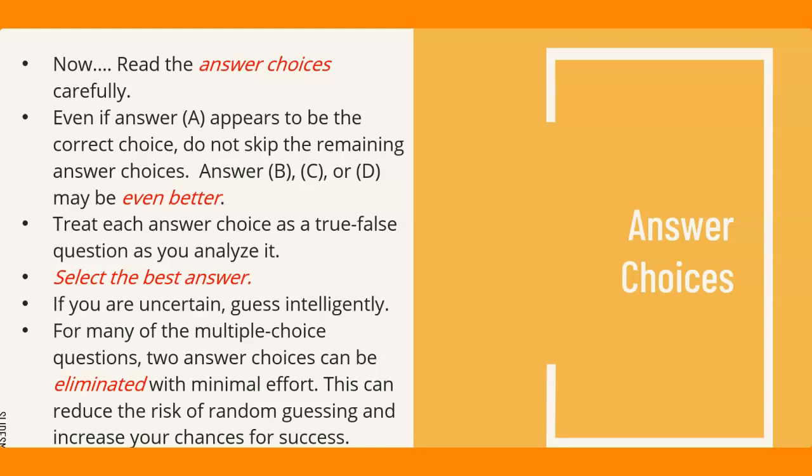So read all of the answer choice questions. So even if you think the A is the appropriate one, still continue reading the B and C and D, even though the A might be correct, but maybe one of the other ones is an even better answer. Okay, so it's so important for you to read all of them. Treat each answer as a true or false question. So read it and say, okay, is this true? Yes or no? This is true. This is false. Okay. Then select the best one you think.